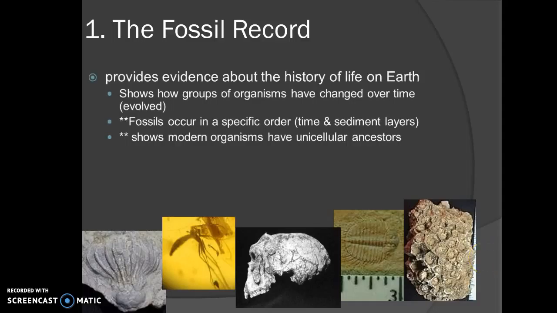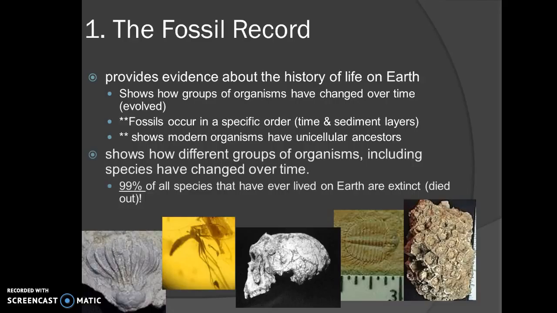So the fossil record provides evidence about the history of life on Earth. It shows how groups of organisms have changed over time. Fossils occur in a specific order. There's a time and sediment layer in which they were laid, which allows us to map back in time. It shows modern organisms have unicellular ancestors. The fossil record shows how different groups of organisms, including species, have changed over time.